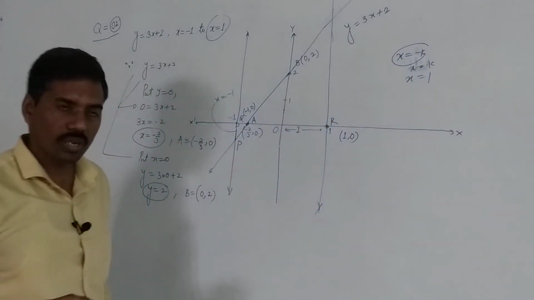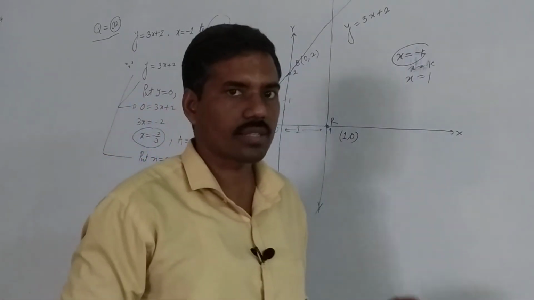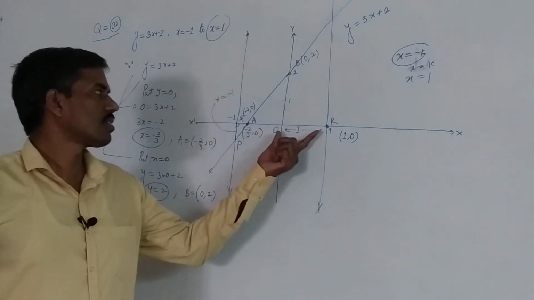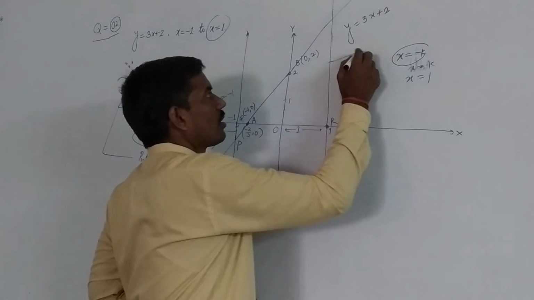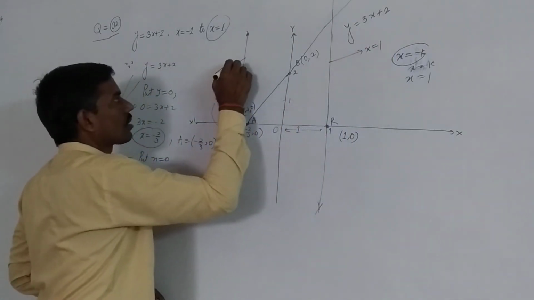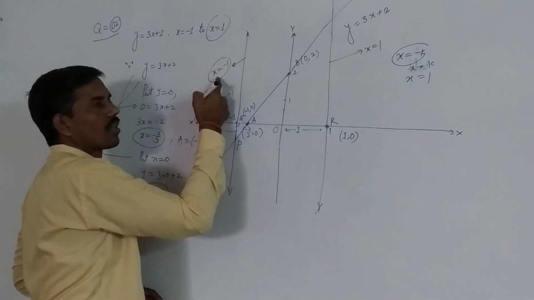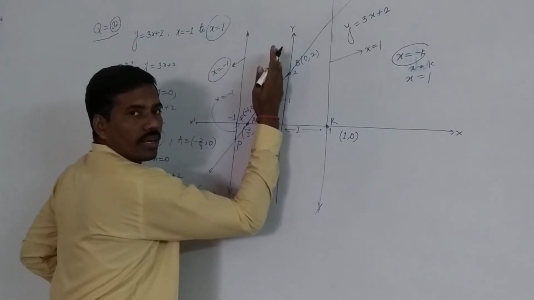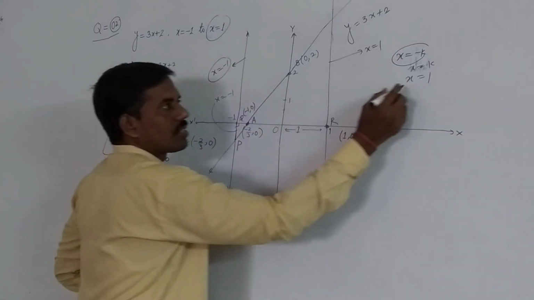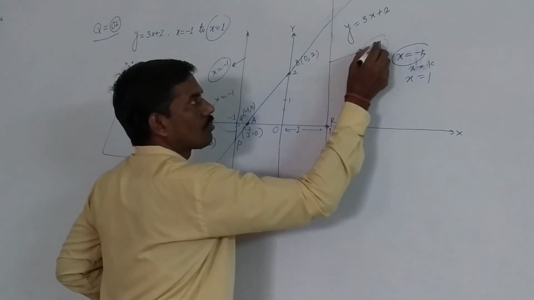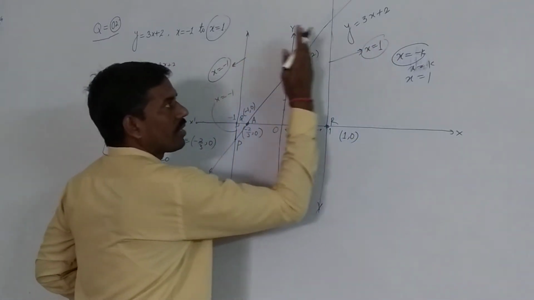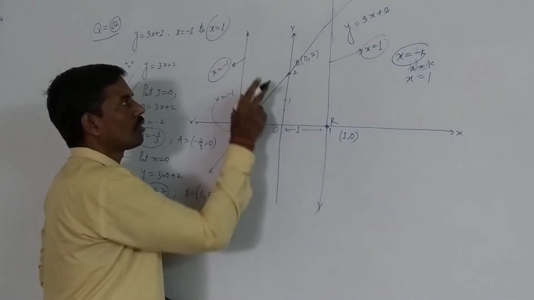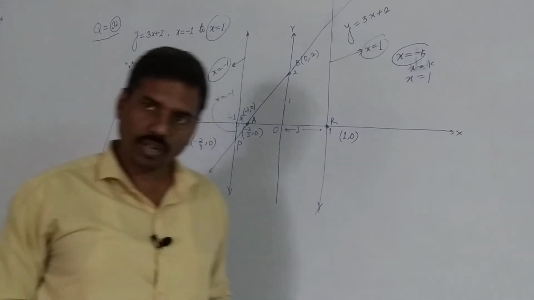Is it clear? x is equal to 1 is the equation of a line which is parallel to the y axis at a distance of 1 unit. One has the equation x is equal to 1, the other has the equation x is equal to minus 1. x is equal to minus 1 is the equation of a line parallel to the y axis on the left side of the y axis. x is equal to 1 is the equation of a line parallel to the y axis but on the right hand side of the y axis at a distance of 1 unit. Both are 1 unit. Okay, did that make sense?